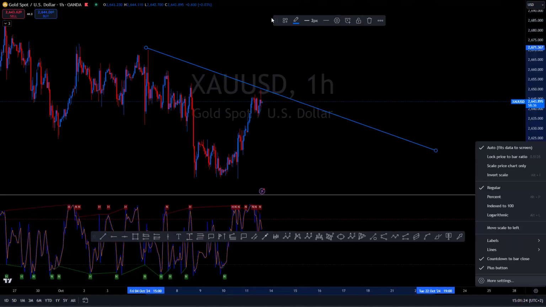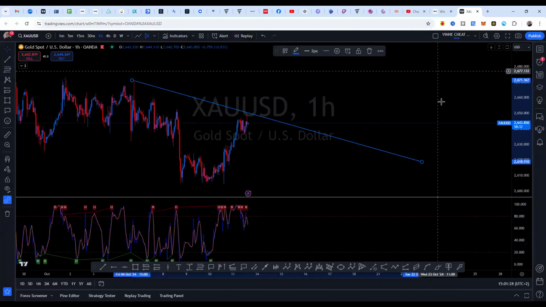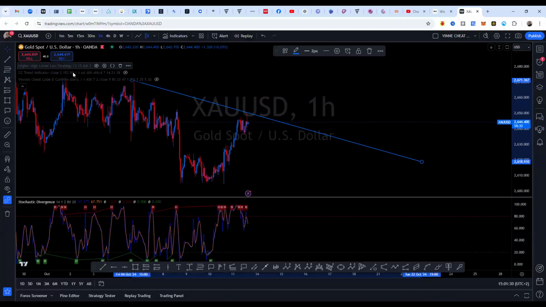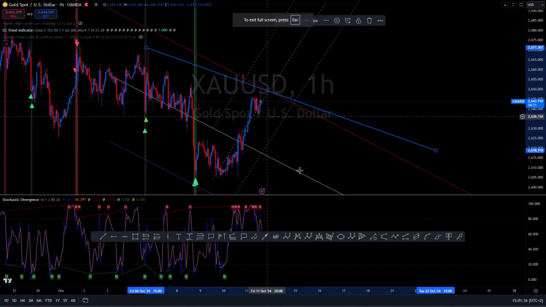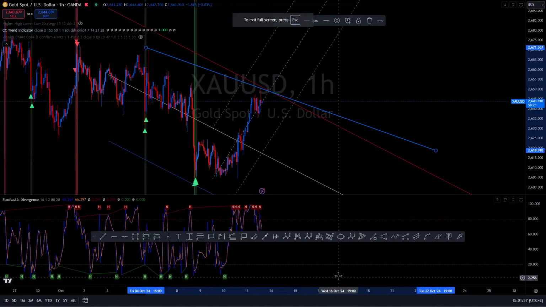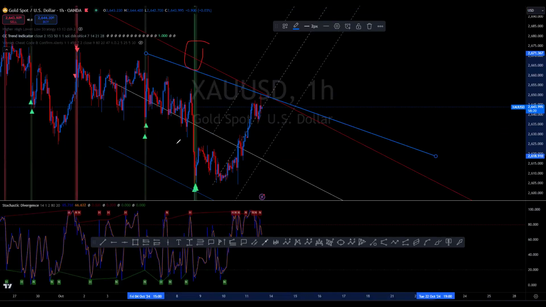Now we're going to confirm it with our CC trend indicator. So let's turn that on. Yes, we see that our trend lines are pointing downward as well. So it lets us know that price is in the overall bear market. Okay, so that's good. We are in confluence with that.